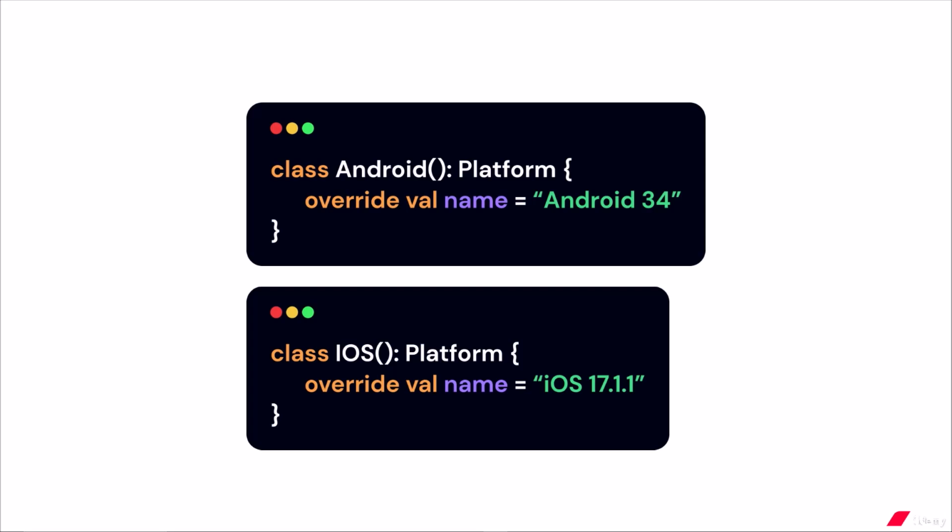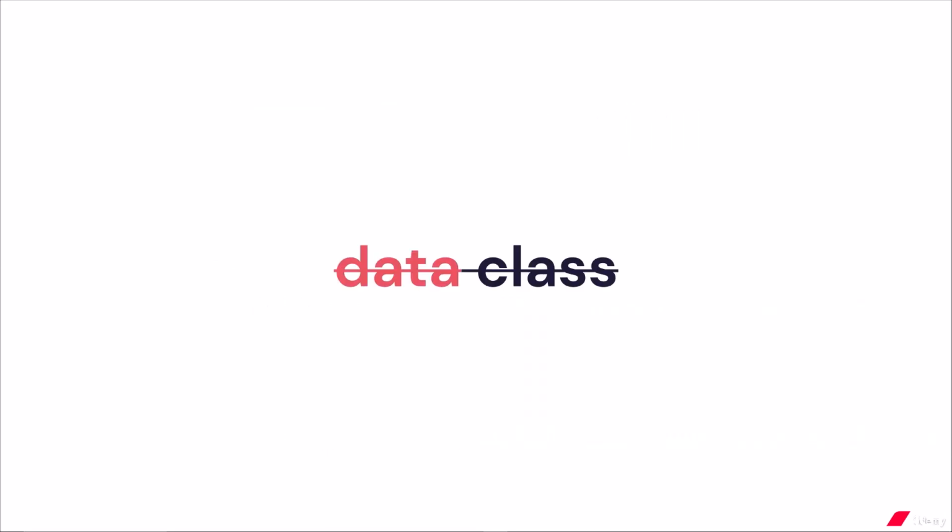Also, it's much easier to substitute a fake implementation in tests or provide multiple implementations on a single platform. Now, one thing to note is that you cannot use the actual and expect mechanism on data classes, because data classes do contain an actual implementation like toString, hashCode, and equals functions. But instead, for expect and actual declarations, you should use a regular class.